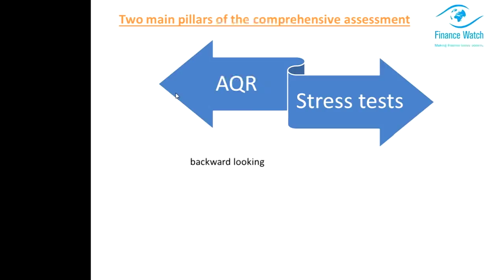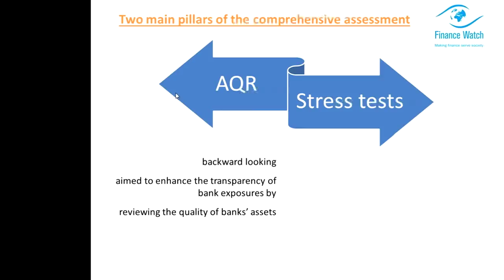The asset quality review is a backward-looking test of asset valuation as of 31st of December 2013, so point in time. It is aimed to enhance the transparency of bank exposures by reviewing the quality of banks' assets, their valuation, which of course depends on their quality, as well as the valuation of any collateral held. In other words, the AQR is to deal with legacy assets, and it is to reveal zombie credits, so credits extended to firms which are not doing very well, but banks do not want to recognize it in their own balance sheet and profit and loss, and are rolling those loans over.